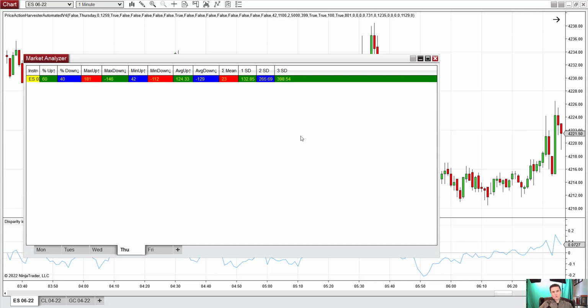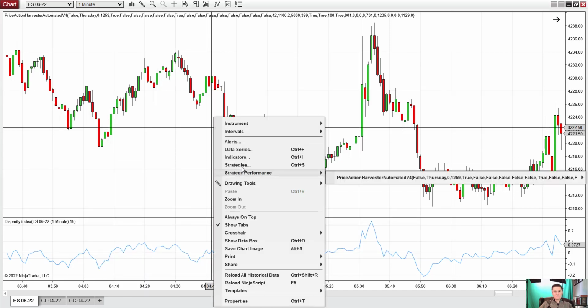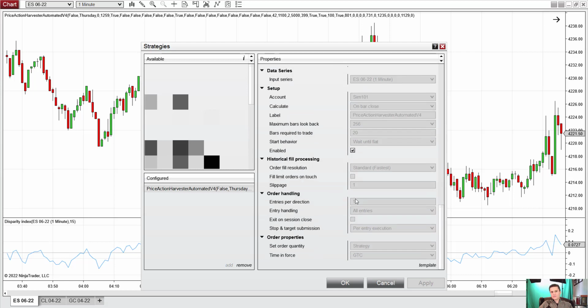We get some other cool data that we can use. Notice this minimum up, 42 ticks. That's the minimum up. Maximum up was 181 ticks. Minimum down was 112 ticks during that initial balance. Maximum down was 146 ticks. So that 42 you saw me enter in special operations, which is here. It's going to be grayed out, guys, but let me just make sure it's not grayed out so I can show it to you.